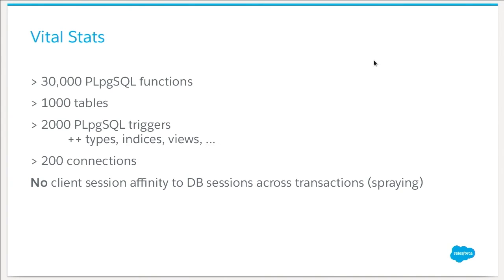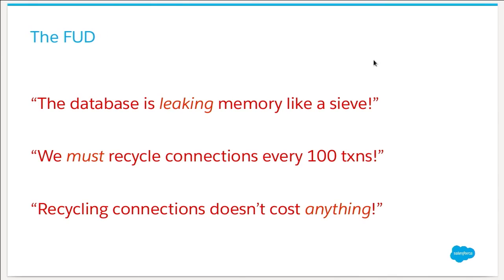When you have a system like this, really some interesting things happen. And the result of these interesting things is a lot of FUD. So the first thing we heard was the database is leaking memory like a sieve. And because it's leaking memory like a sieve, the application server has to recycle connections every 100 transactions. But that really shouldn't be a problem because recycling connections doesn't really cost anything, right? That's what I heard when I joined. I said, well, I don't really think that's true. So let's go to the facts.